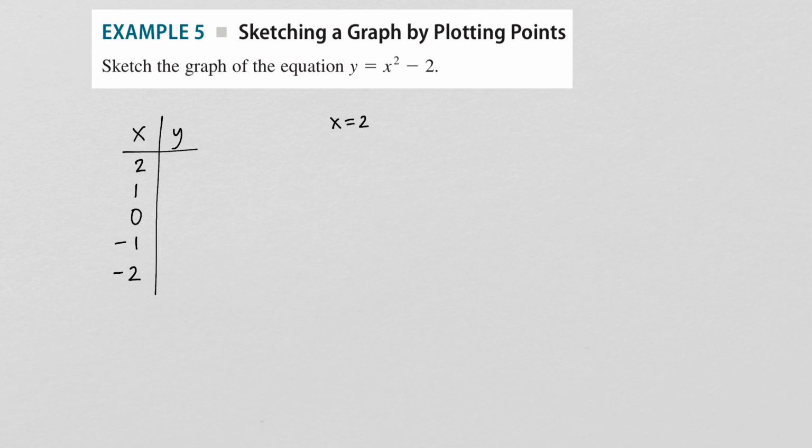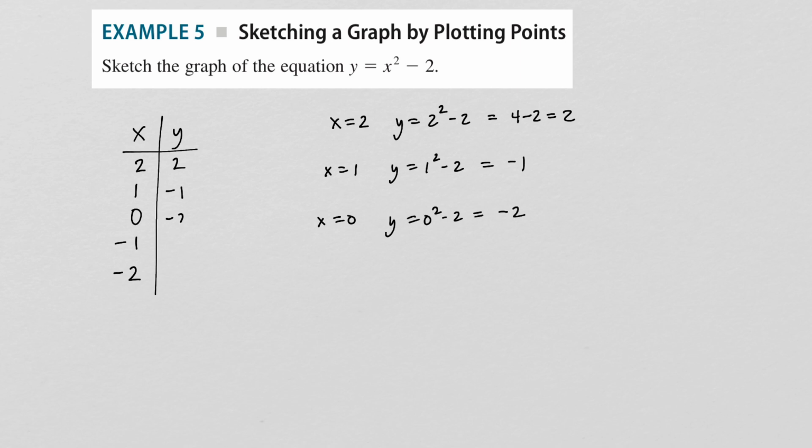So for example, when x equals 2, y is going to be 2 squared minus 2, which is 4 minus 2, which is 2. If x is equal to 1, y is going to be 1 squared minus 2. And when you do the math on that, you get negative 1. If x is 0, y will be 0 squared minus 2, which is negative 2. And now when you plug in negative 1, don't forget, anytime you plug in a negative, you want to use parentheses. So we have negative 1 quantity squared, which is 1, and then minus 2, which is negative 1. And finally, when x is negative 2, we're going to end up getting 2 again.